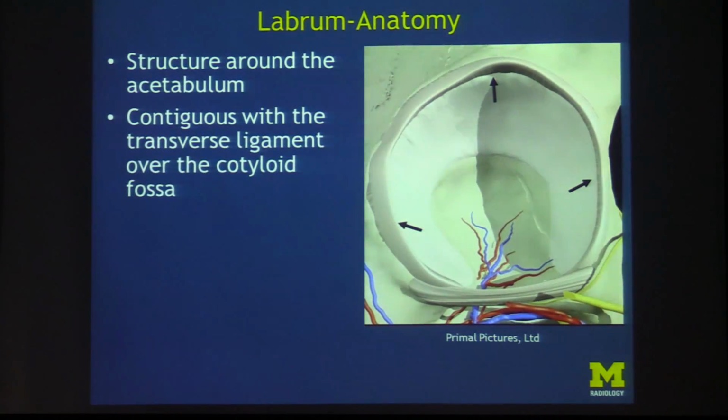And let's start with intra-articular pathology, and for that we have to talk a little bit about anatomy of the labrum, a key player. So the labrum is a fibrocartilage lining around the acetabulum, as you can see here.